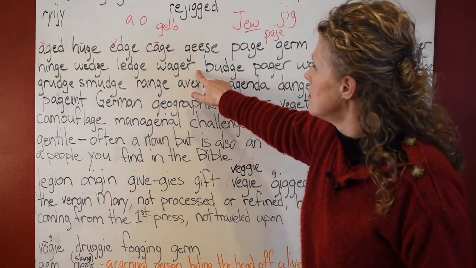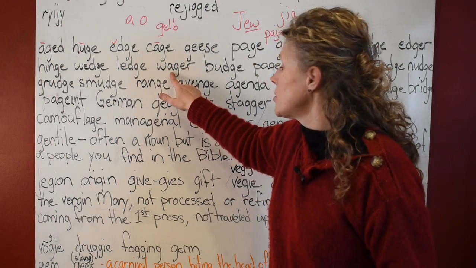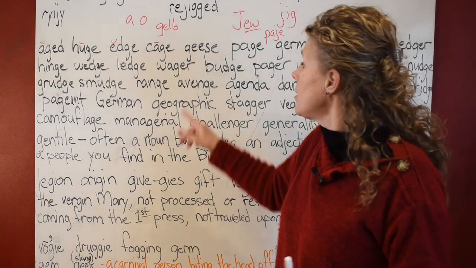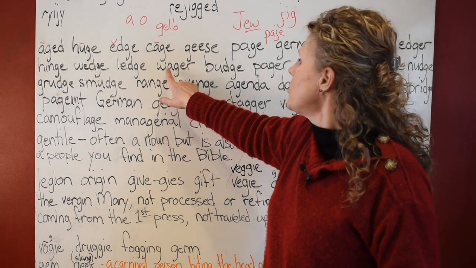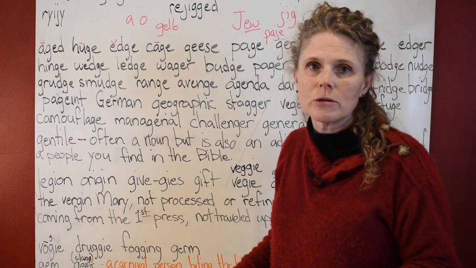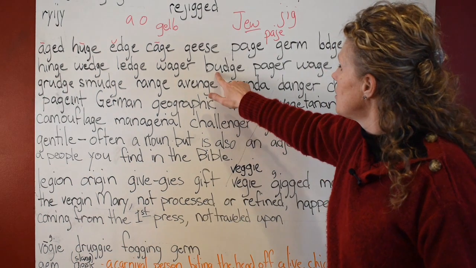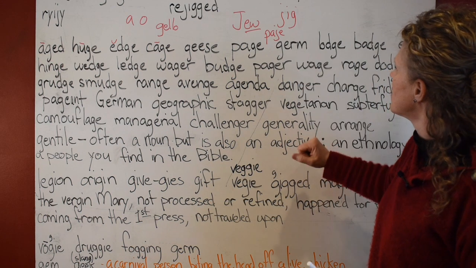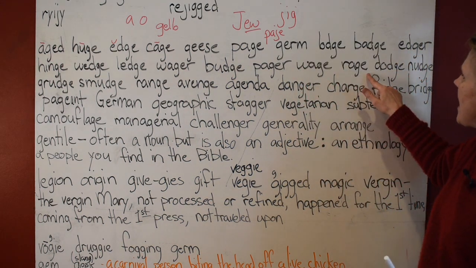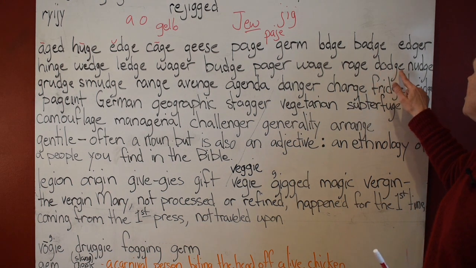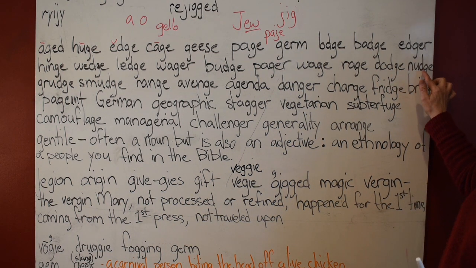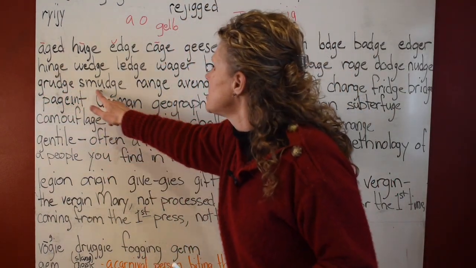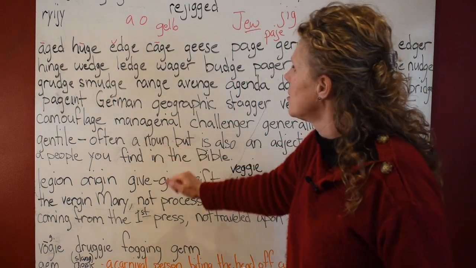Now this says wager. Well, for one, you can hear that this is switching to A, so this is going to say a GE. You do not put a D in there because you want it to be long. If you put a D in here, it would say wadger, wadger. Budge, that is short because this is a DGE. Pager, wage, rage, dodge, short DGE. Nudge, short DGE. Grudge, short DGE. Smudge, this is short DGE.